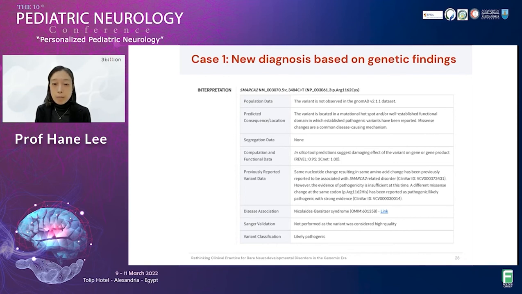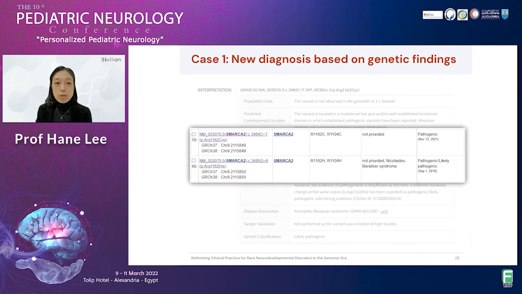I want to make a comment, though, that these predictions are only predictions, and we do not filter out variants based on these values. Next, this variant has been observed in other patients with similar phenotype, and a different amino acid change at the same codon has also been reported in patients with similar phenotype. So we can see both in ClinVar.